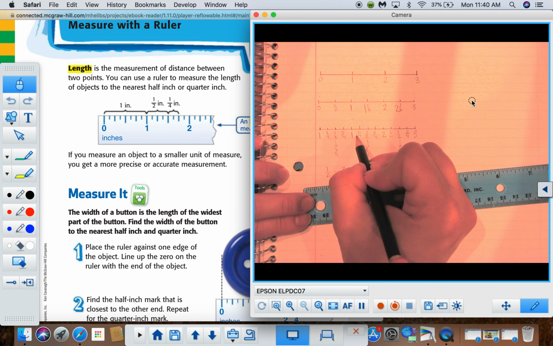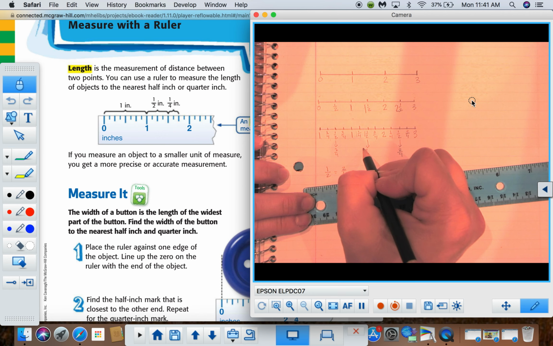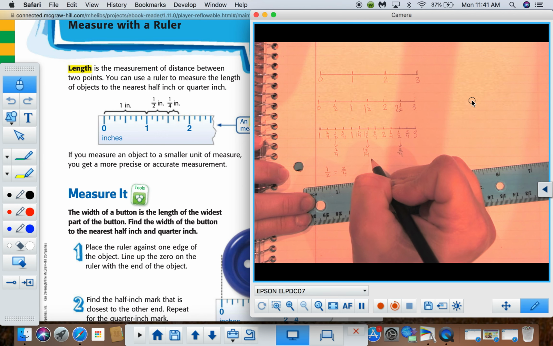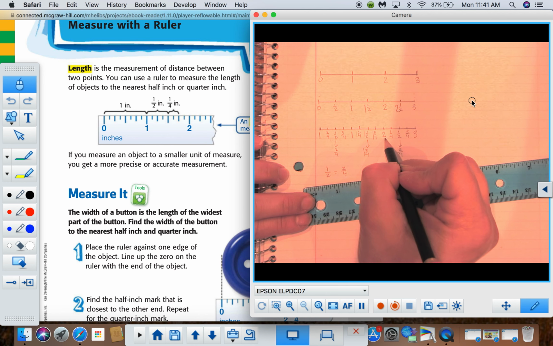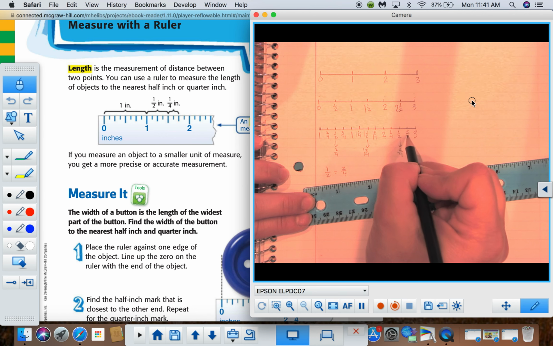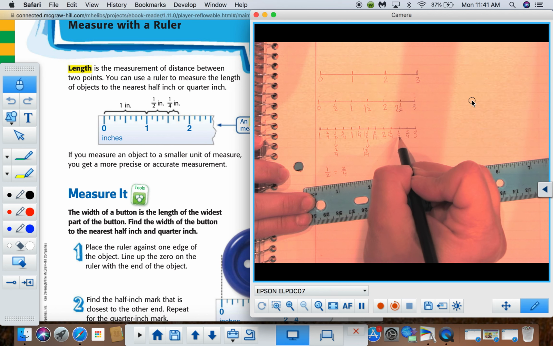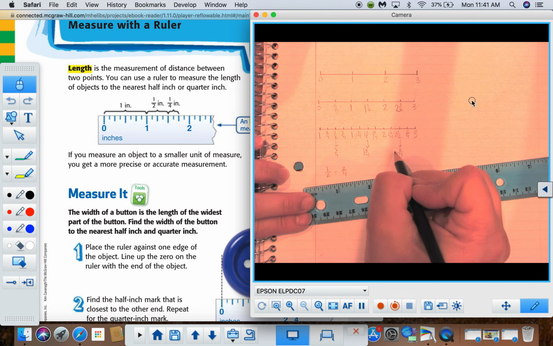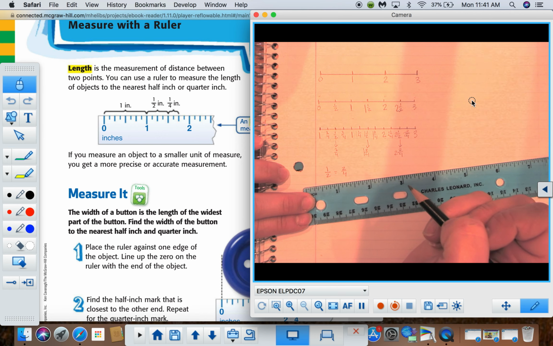This is 1 1/4 inches, 1.5 inch or 1 2/4 inches, 1 3/4 inches, and 2. Here's another fourth, half or 2/4, 3/4, and 3. So this would be read 2, 2 1/4, 2 1/2, or 2 2/4, 2 3/4, and 3.